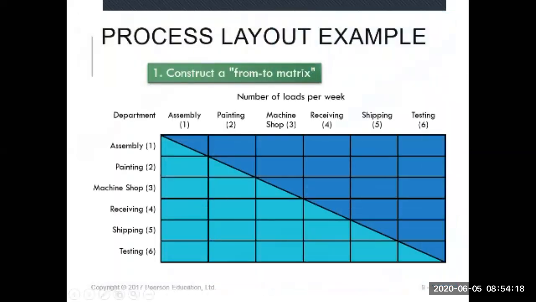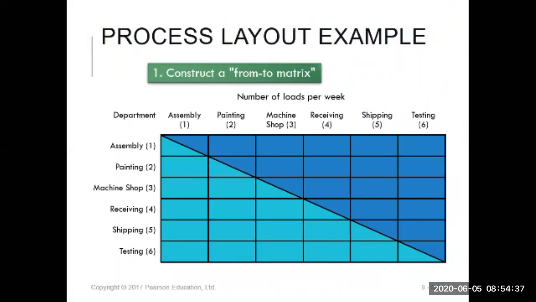Before that, we have to construct a from-to matrix. This is what we call a from-to matrix. It means it doesn't matter whether it is from department 1 to department 2, or from department 2 to department 1.